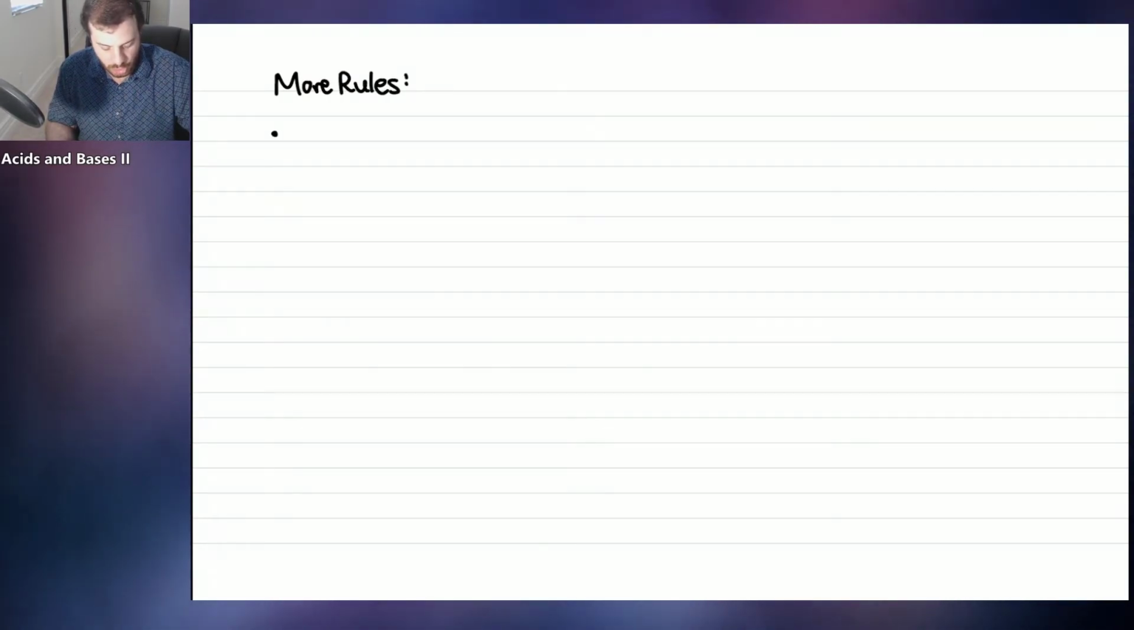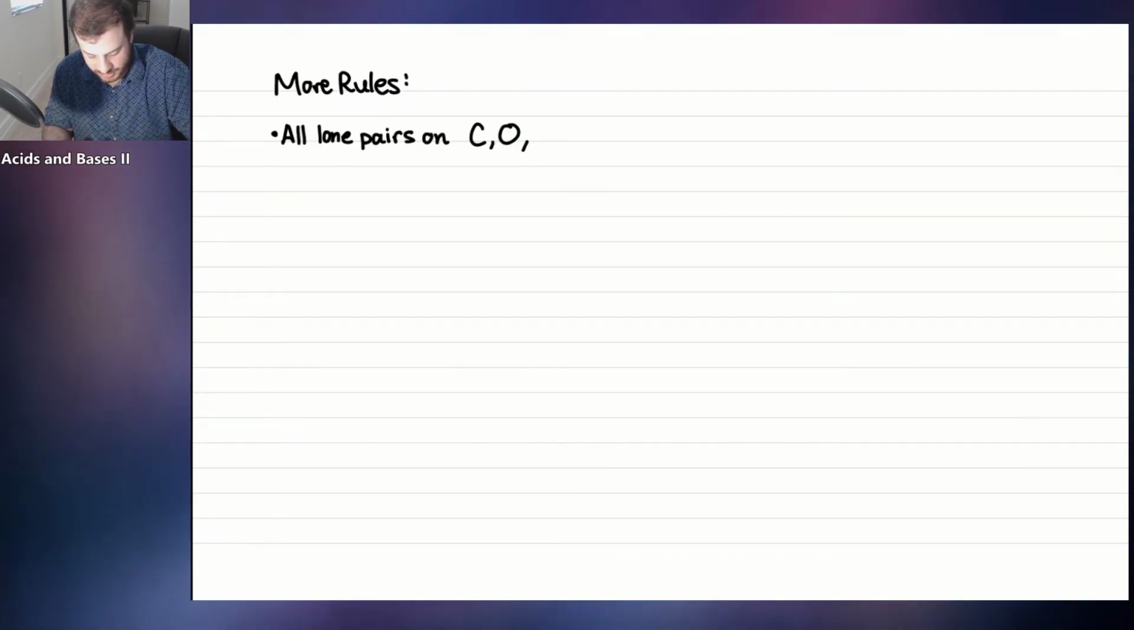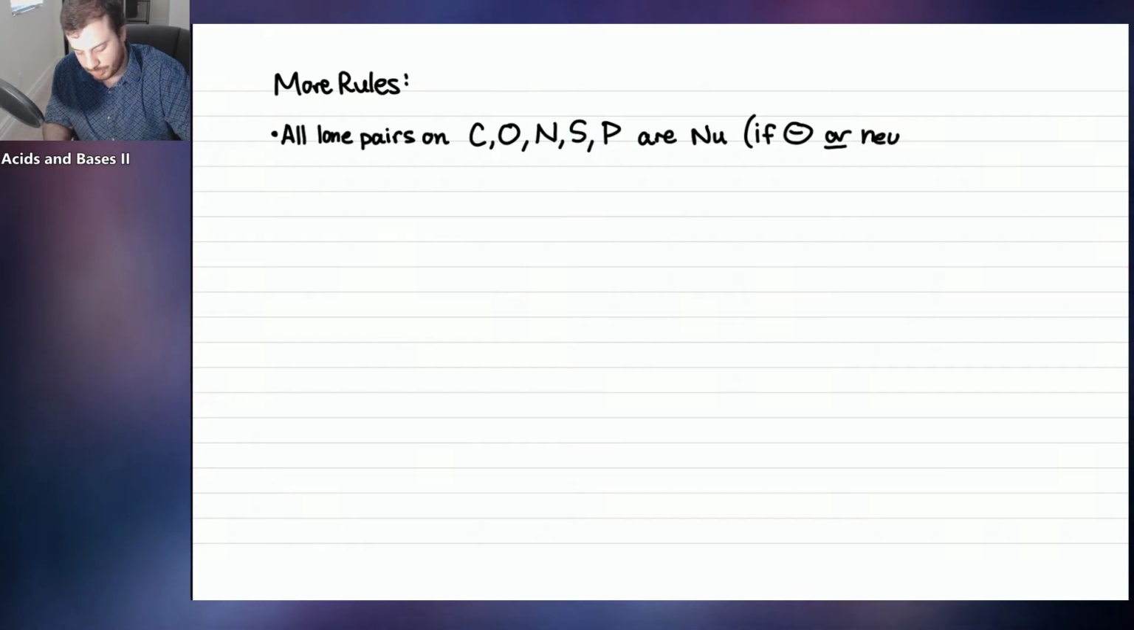Okay, all lone pairs on the following atoms are nucleophilic: carbon, oxygen, nitrogen, sulfur, phosphorus are nucleophilic. And that is regardless if it's negative or even if it's neutral. So lone pairs on those atoms are making that substance a nucleophile.